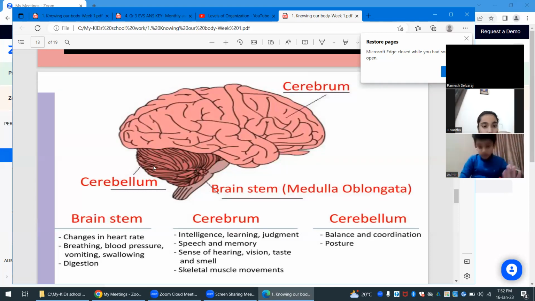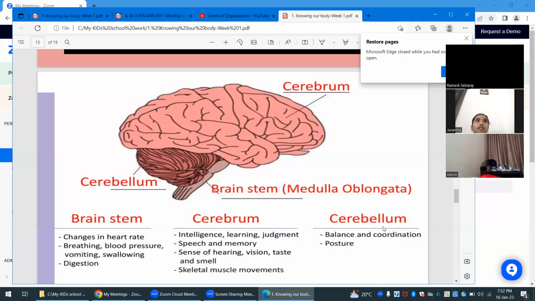If something damage happens to our backside of brain, then we cannot stand properly. Even if someone is asking you to come to right, you will not come to right, you will go to left, or you will go up and down. That kind of balance and coordination, posture, all these things, it is controlled by cerebellum only. So our brain, cerebellum is very important. We need to be safeguarding our brain. Okay, so if someone is asking you what are the functions of cerebellum, what would be your response?